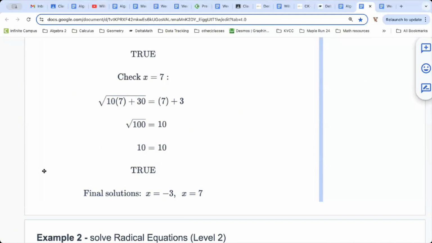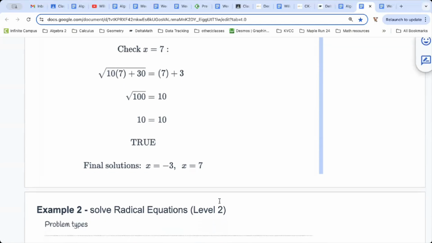So if you are using an online app to practice these problems, and the program is asking you what are the solutions, now you can safely enter negative 3 and 7. And you should get a green check for your effort. The program will tell you you did it correctly. You can move on to the next problem.